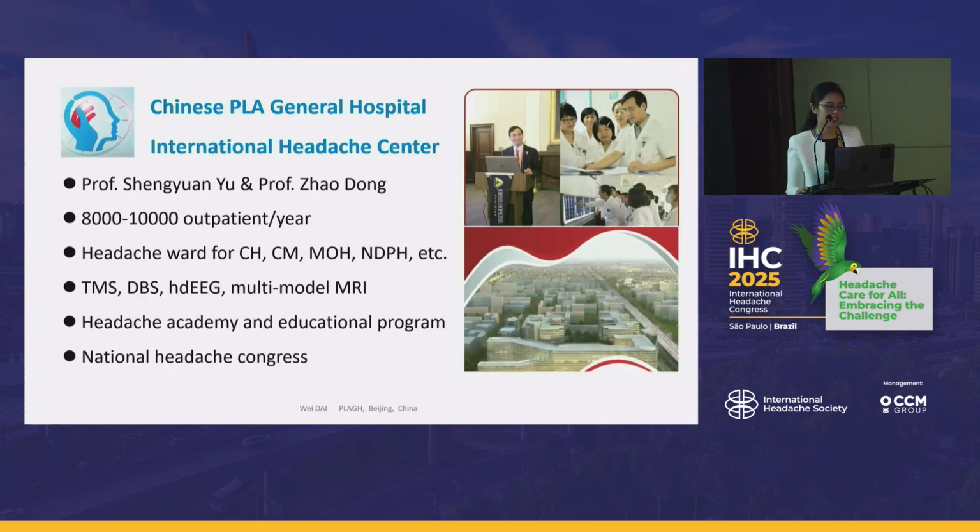I would like to briefly introduce our hospital and our department. We are the neurology department of Chinese PLA General Hospital, and we have an international headache center. The department is led by Professor Shengyuan Yu and Professor Zhao Dong. They're also here today. We have 8,000 to 10,000 outpatients per year.